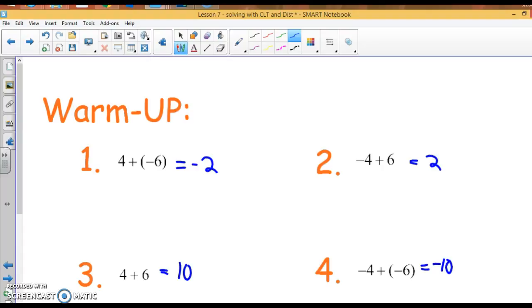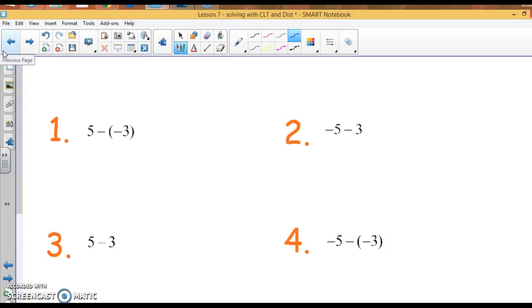When you add and the signs are the same, you add and keep the sign. If they're different, subtract and take the sign of the larger number. This is a review of subtracting. Pause. Do these. All right, to subtract, you think add the opposite. So this will be 8. Add the opposite. This will be negative. Add the opposite, it'll be 2. Add the opposite, negative 2.